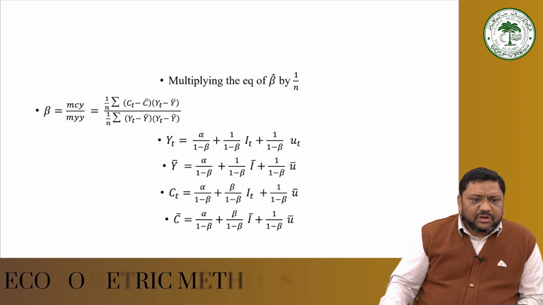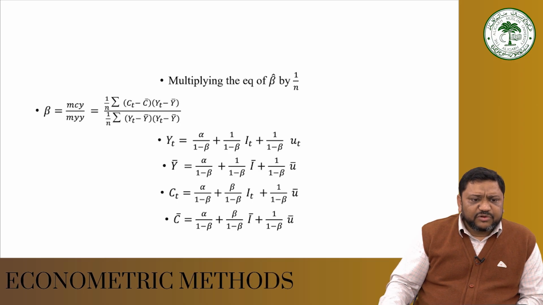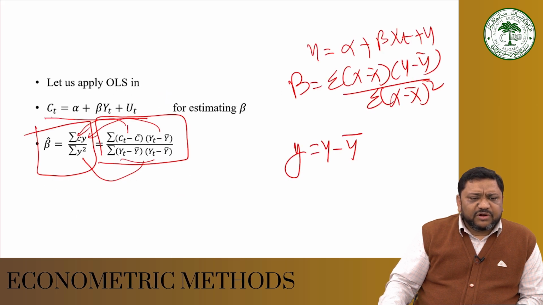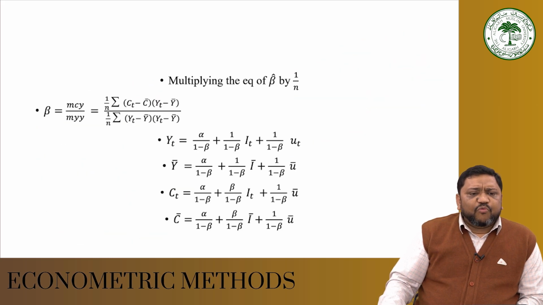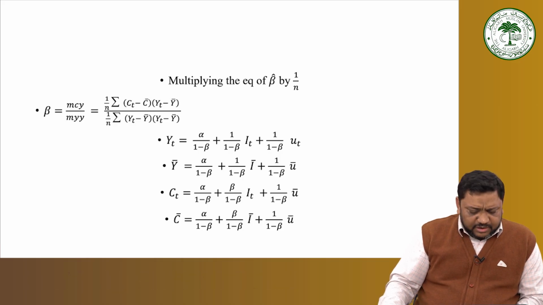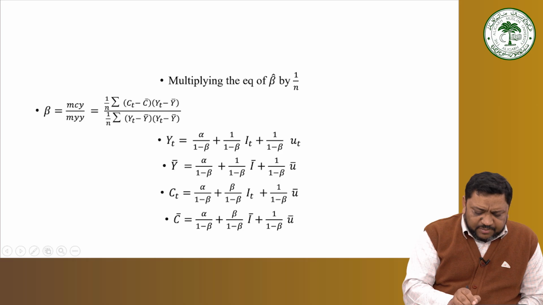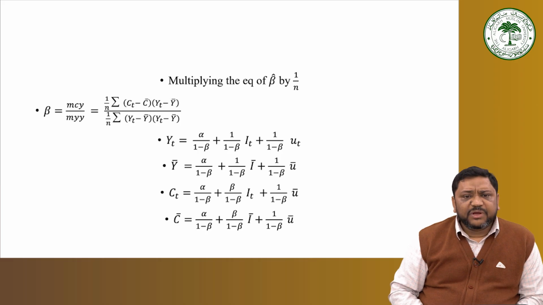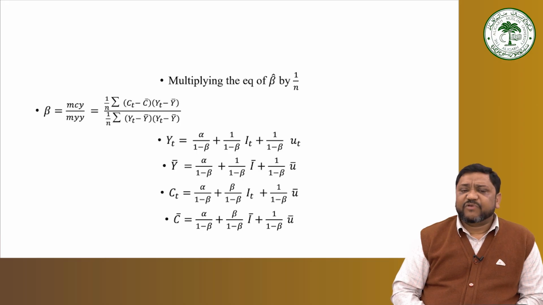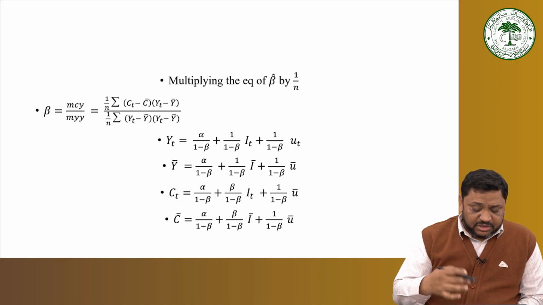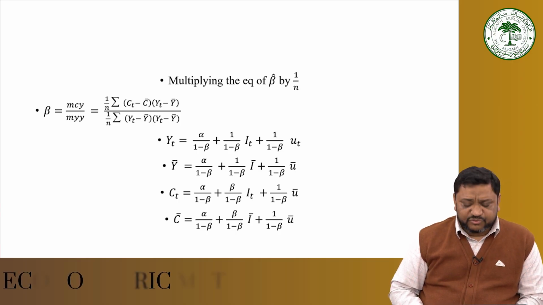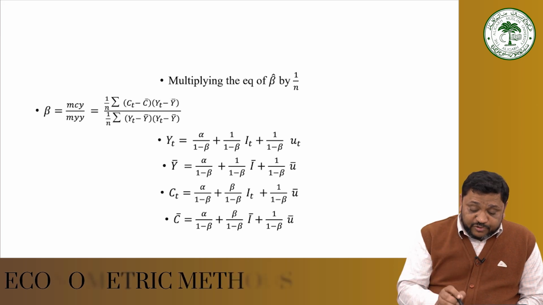Now your earlier equation, what you had, one second. So beta hat was equal to summation cy over summation yy. Now what we do, we simply multiply the denominator and the numerator both by 1 by n. So we can say 1 by n summation ct minus c bar, yt minus y bar, and in the denominator is 1 by n summation yt minus y bar multiplied by yt minus y bar. Now you reduce it to the reduced form.